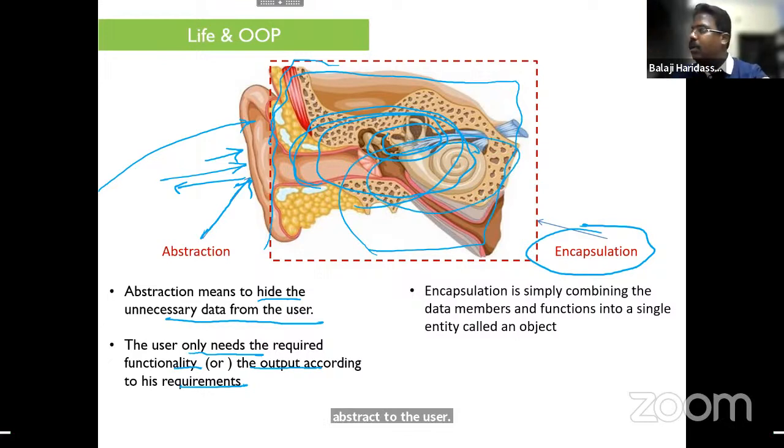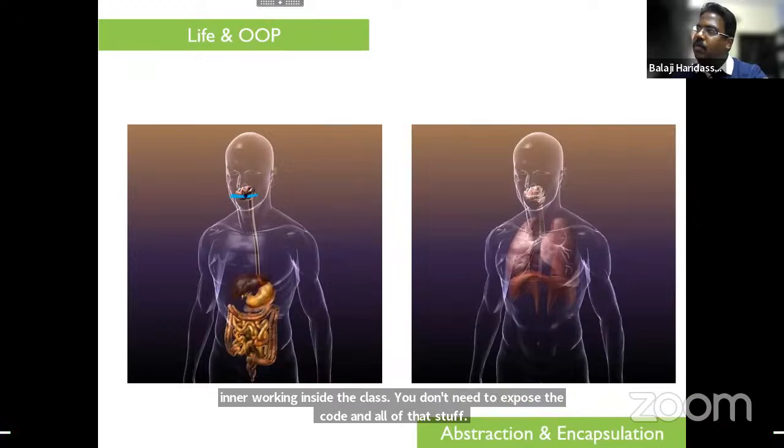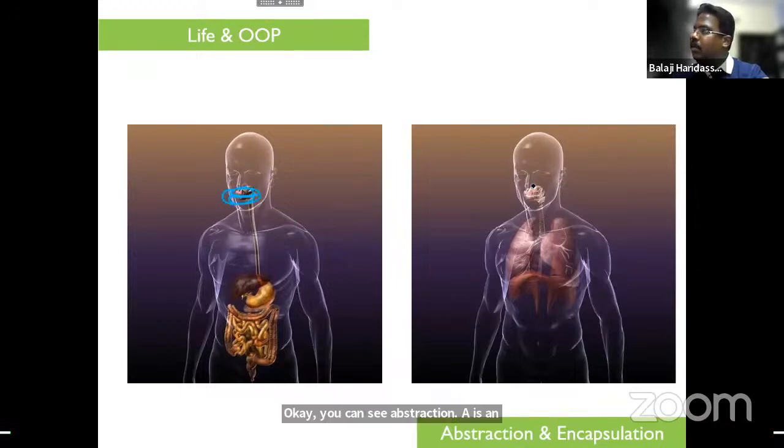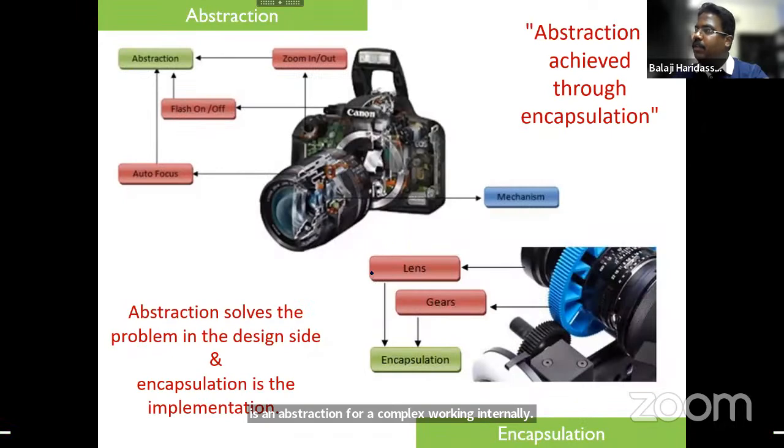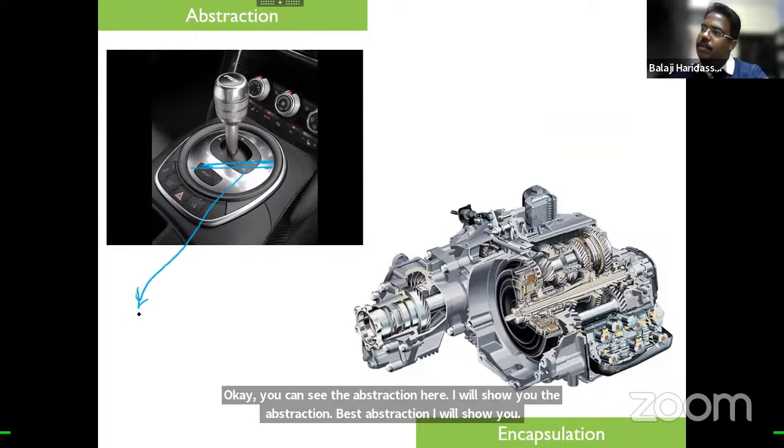You don't need to expose the code and all other stuff. Okay. You can see abstraction. The mouth is an abstraction. The nose is an abstraction for a complex working internally. Right? Again, you can see the abstraction here. I will show you the abstraction. Best abstraction, I will show you a diagram. This is the best example of an abstraction.